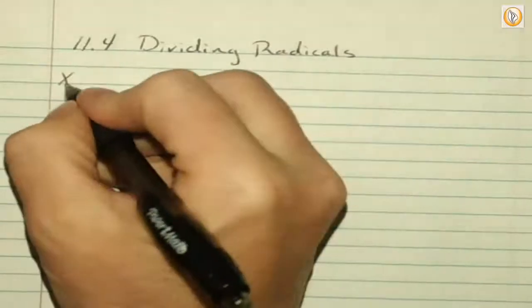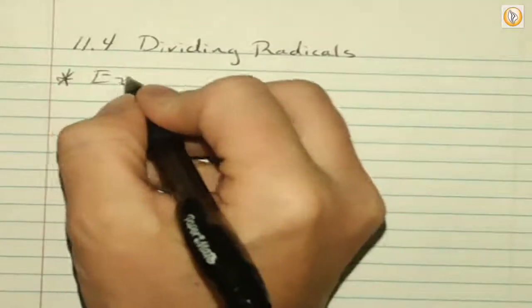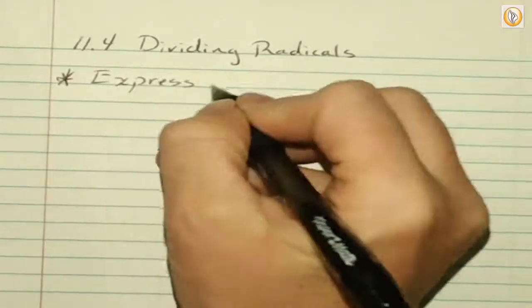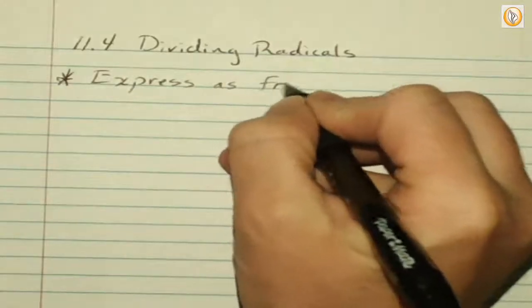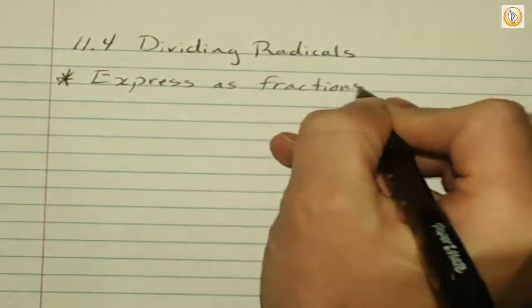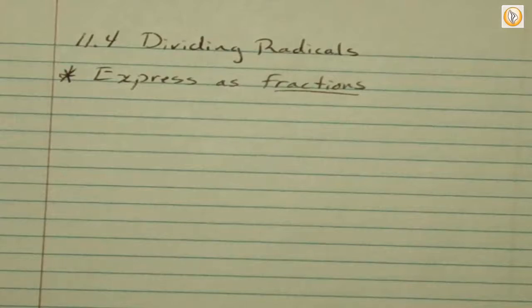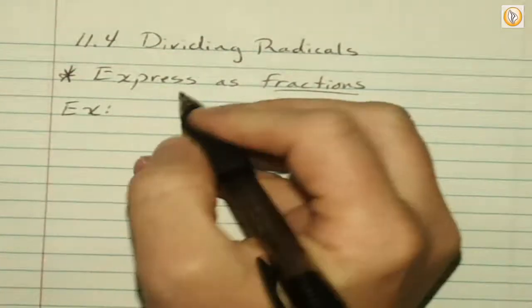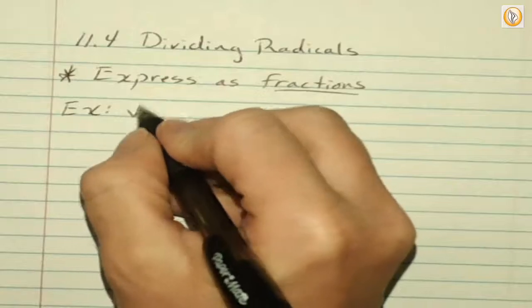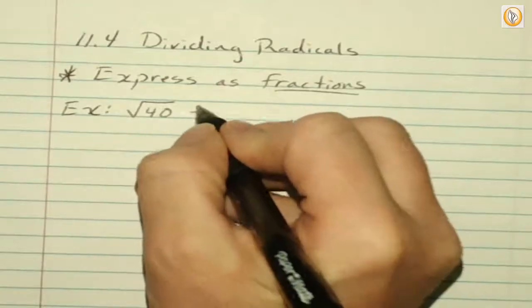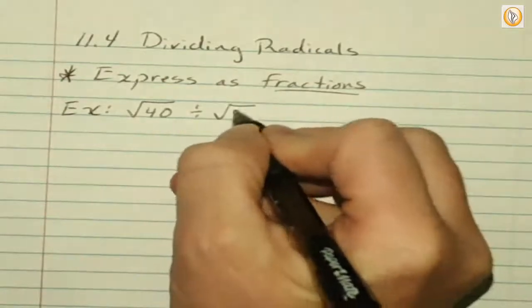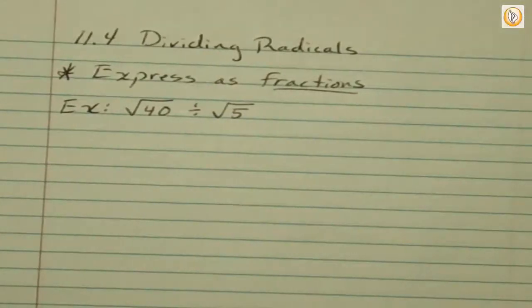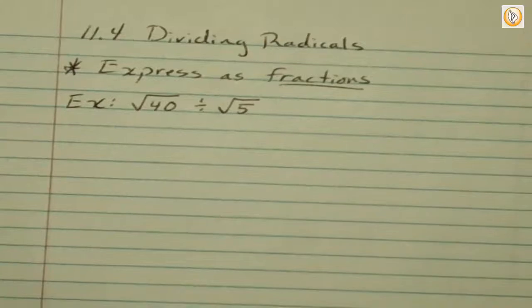Okay. One of the things that your book talks about is you're going to express as a fraction or as fractions. So, for example, square root of 40 divided by square root of 5. You need to rewrite that as a fraction.